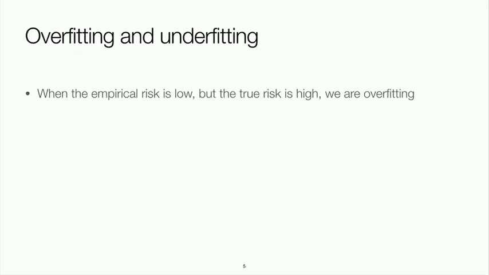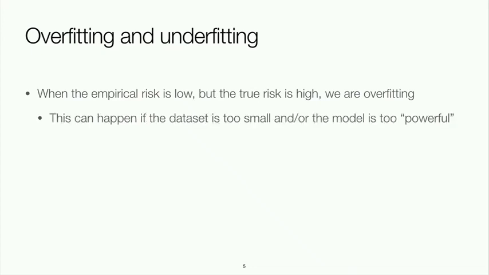So when the empirical risk is low, I've done a good job at fitting my theta to the data that I have, but the true risk is high, so my model is not doing a good job at generalizing to new data, then we're overfitting. When can this happen? Well, this can happen if, for example, the data set is too small. So if I'm only given a few data points, then that might not be enough data to get a proper estimate of theta.